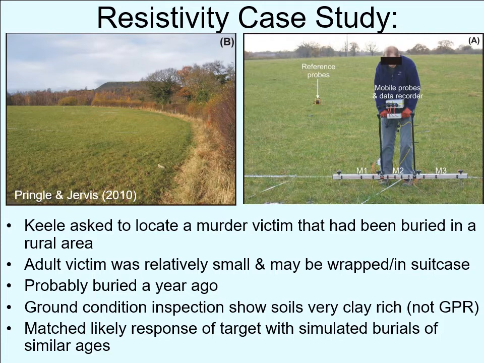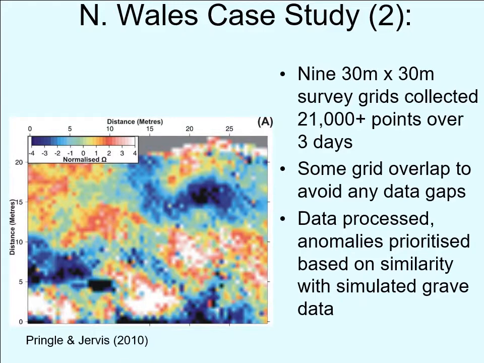So we did some desk study to work out what the ground conditions were like. We did some reconnaissance work as well. Found the soil was very clay rich, so that suggests not to use radar, for reasons I'll go into later. So we used resistivity instead. And then we also looked at our simulated control work to see what the resistivity response would look like in that scenario. So we had 3 very long days collecting data on a series of grids.